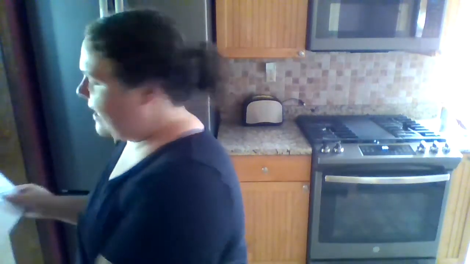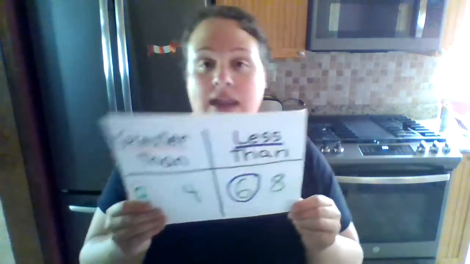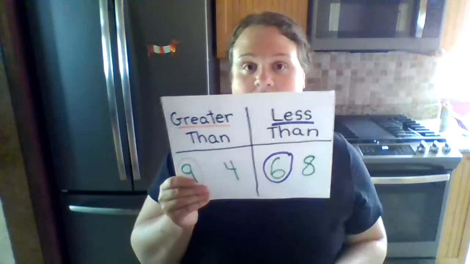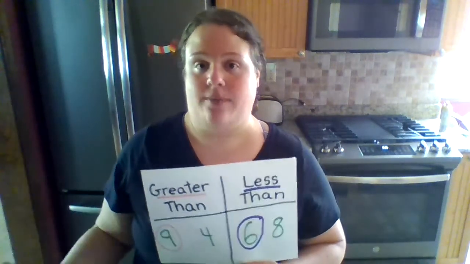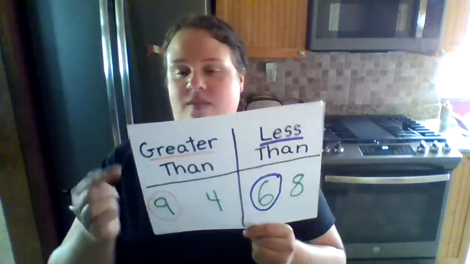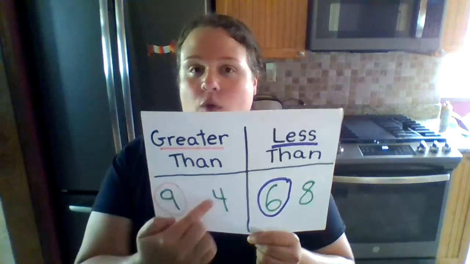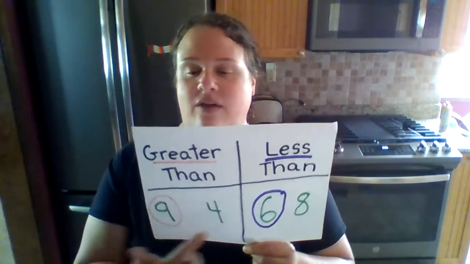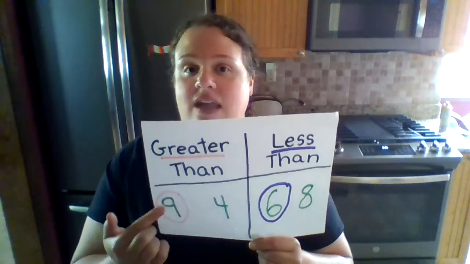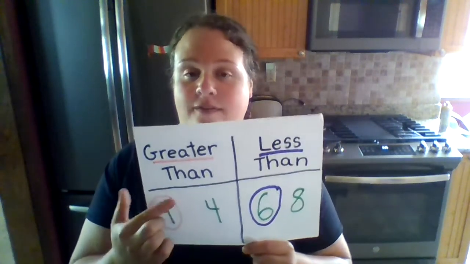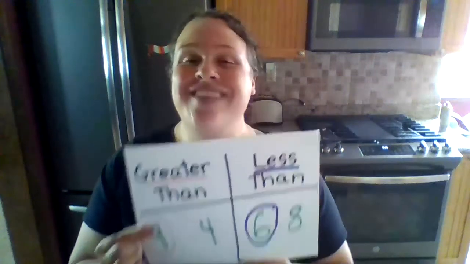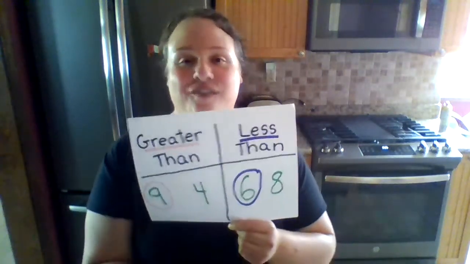All right, and last but not least, we're going to talk about greater than and less than. When we have a number that is greater than another number, it is the bigger number. So for this one, we have 9 and 4. 9 is bigger than 4, so 9 is greater than 4. There's more of 9 than there are of 4.